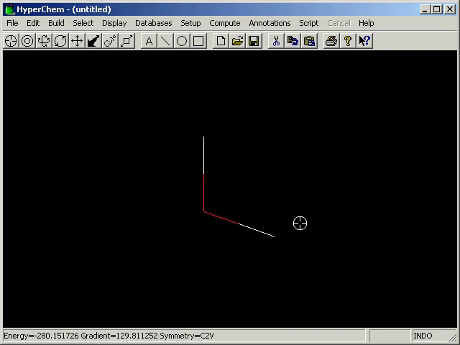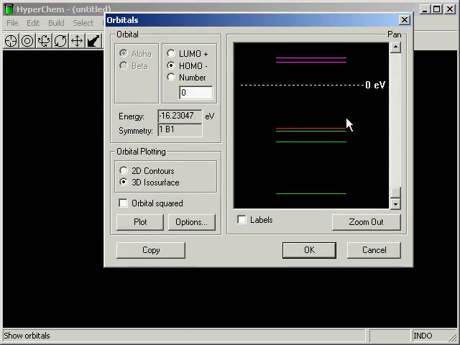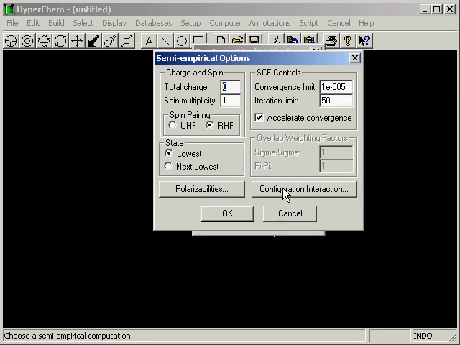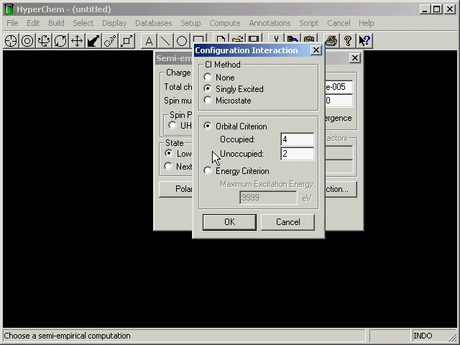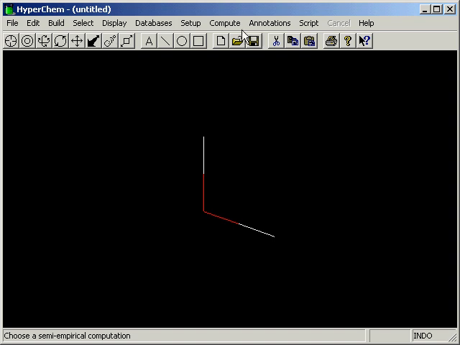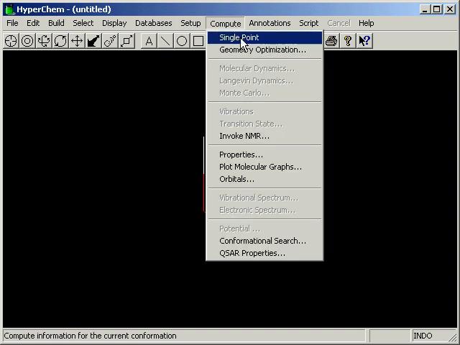If we do a single point in INDO, we'll see that there's actually 4 occupied orbitals here and 2 unoccupied. No degeneracies or anything like that. And so if we're going to do excited states, we're going to excite electrons from these occupied orbitals to these unoccupied orbitals. To do so, we ask to do a configuration interaction calculation, and we choose singly excited CI, and we're going to take all the orbitals. We could take a subset of the occupied and unoccupied orbitals for the CI, but in this case we're going to take them all. And so we just go ahead and do a single point calculation with CI turned on.